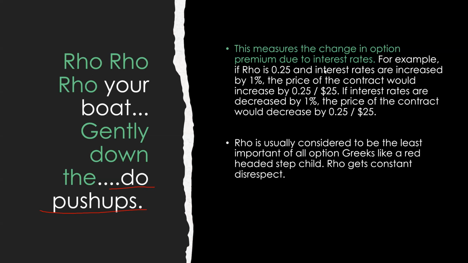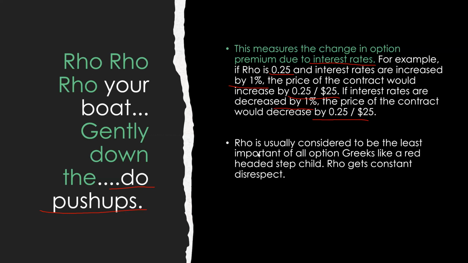Rho measures the change in option premiums due to interest rates, federal interest rates. So for example, if Rho is a quarter and the interest rates are increased by 1%, the price of the contracts would increase by $25, because we're options traders and everything's times the 100. If the interest rates decrease by 1%, then the price of the options would decrease by $25.